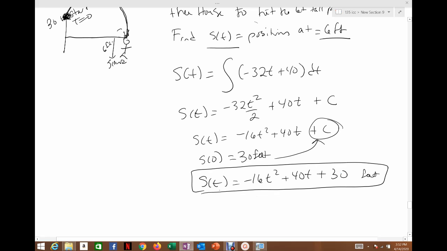Alright, so there's step 1, get the position equation. And that's the part we needed the calculus for. The rest of it's just algebra.